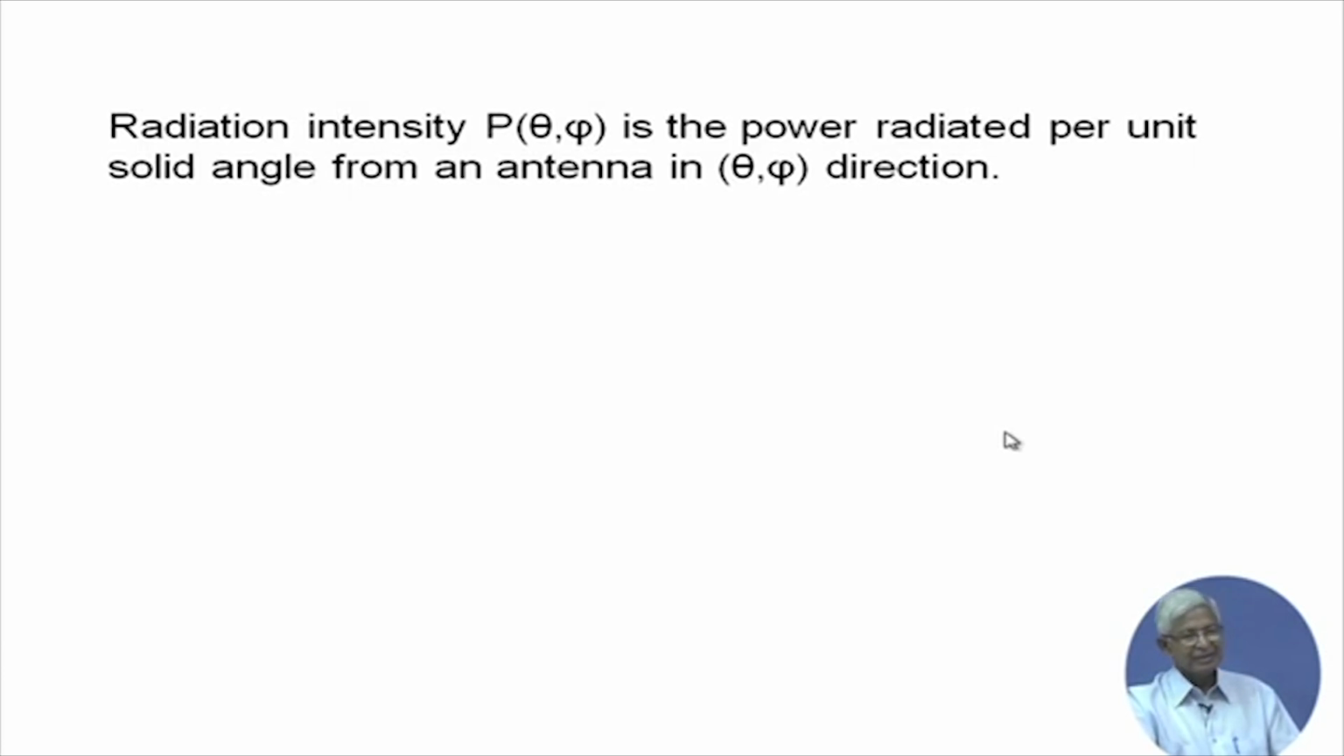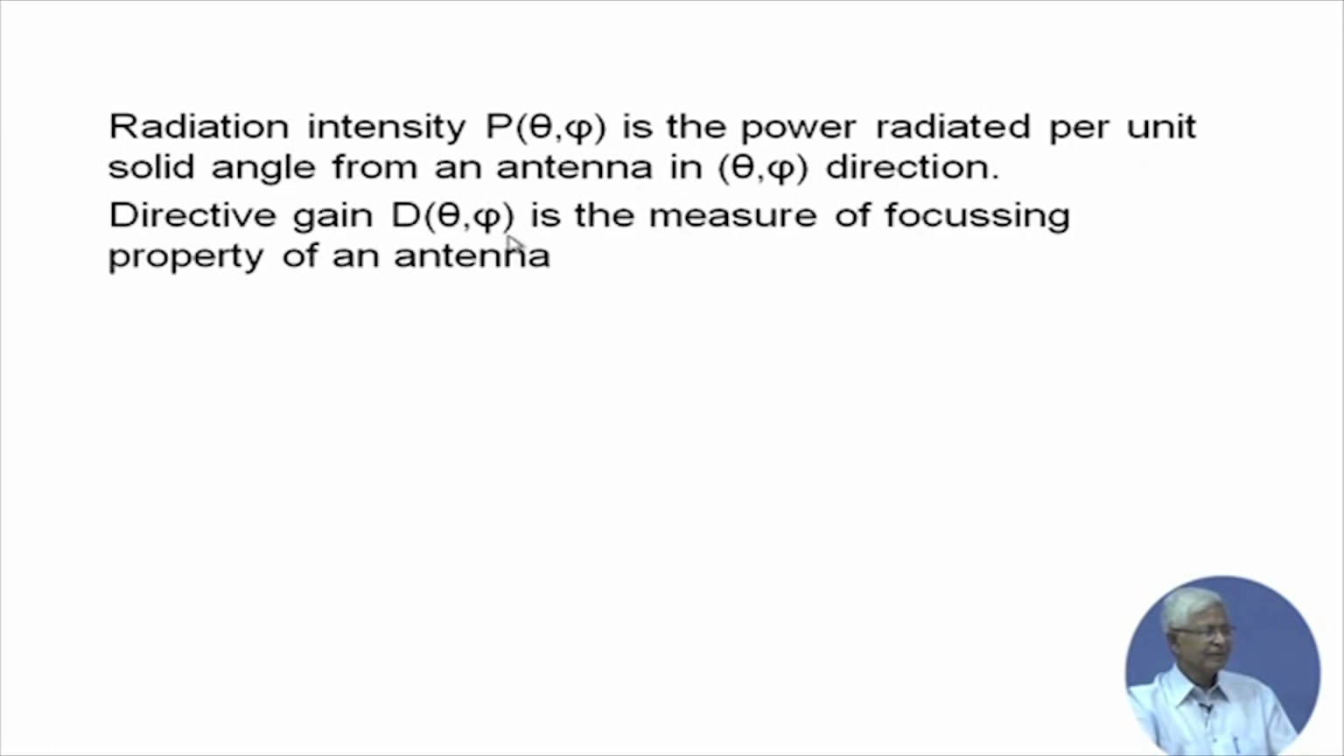Now, let us try to see how much we are focusing. That can be expressed by a term, radiation intensity, that is nothing but the power radiated per unit solid angle in theta phi direction, let us call P(theta, phi), from an antenna in theta phi direction per unit solid angle. Therefore, we can define a term called directive gain, capital D, also in theta phi direction.